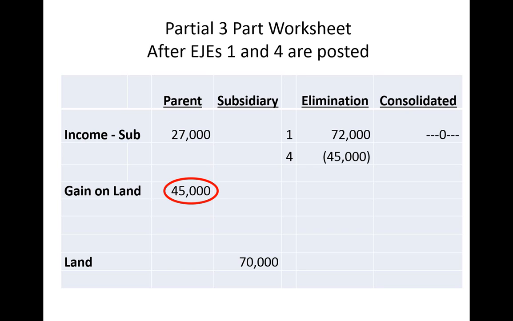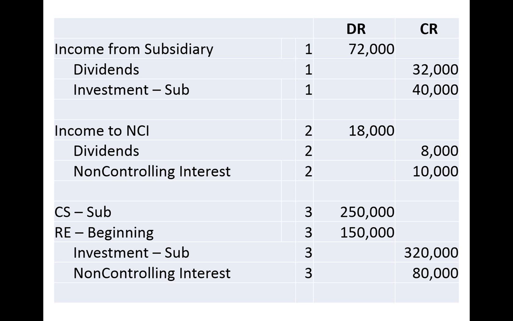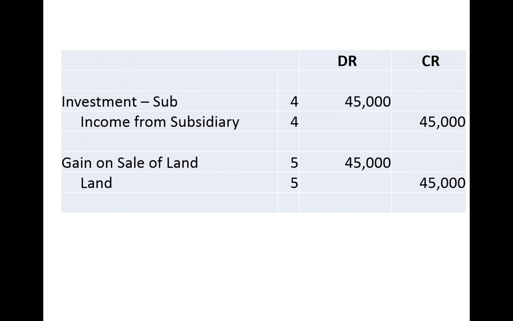So we've got to do two things with the next EJE. One is eliminate the gain on the land, and two, we need to restate the land at its correct value, which is $25,000. So we'll make the following entry. We'll debit gain on sale of land and credit land for $45,000. The EJEs will look like this.